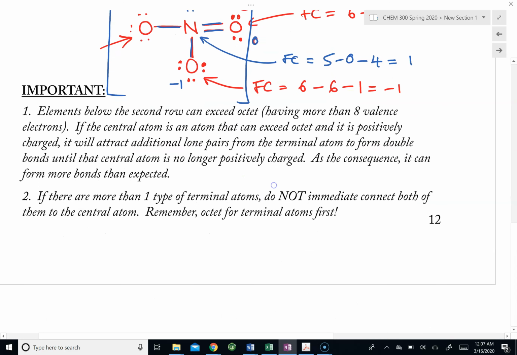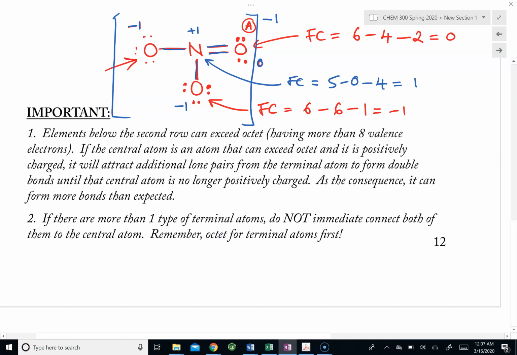And so down below are 2 very important guidelines that will allow us to solve Lewis structures for molecules that can exceed octet. And we will be covering some of these examples as we work through some of the practice problems. So let me for now just restate these 2 very important guidelines right here. Guideline number 1 says that elements below the second row can exceed octet. What does exceed octet mean? It basically means having more than 8 valence electrons surrounding it.